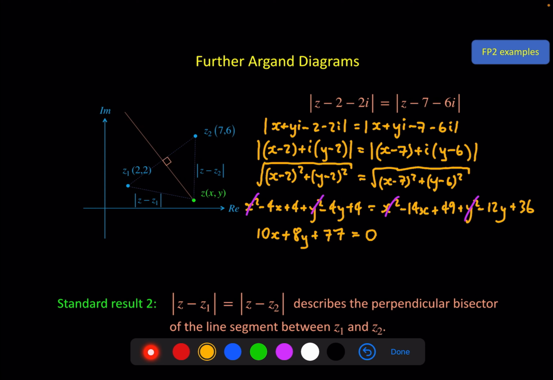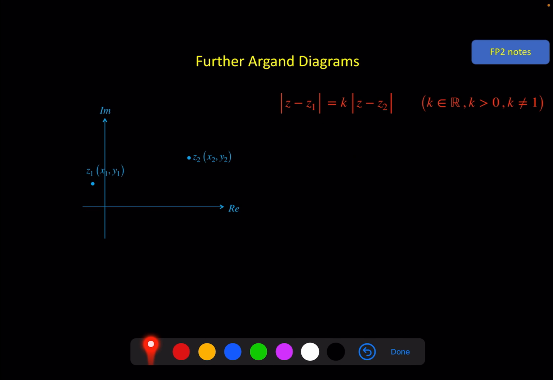So in the first example, we had a situation where doing this process was almost certainly slower than just using the information that you had in the diagram. Whereas here I would say it was about the same length of time. You had a few different steps to do to get the equation from the diagram here. With the third standard result, this process is definitely the easiest because it's not so easy to get the result from the diagram. So let's have a look at this third standard result. It looks quite similar to the second, but with this k in here, this is now not equidistant, but a fixed ratio between the two distances.